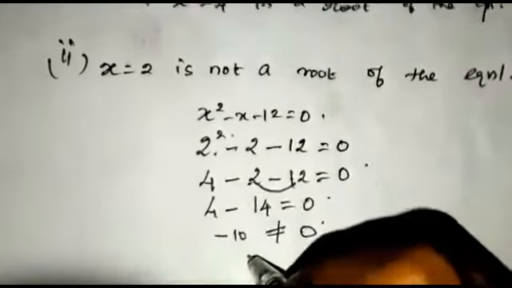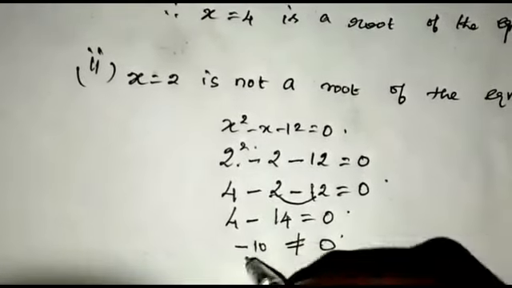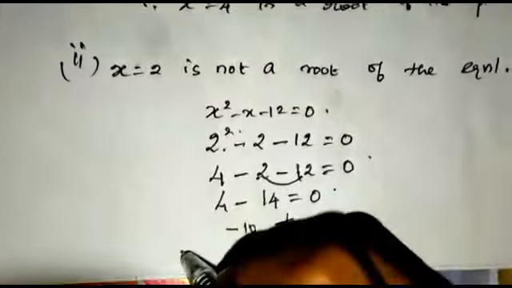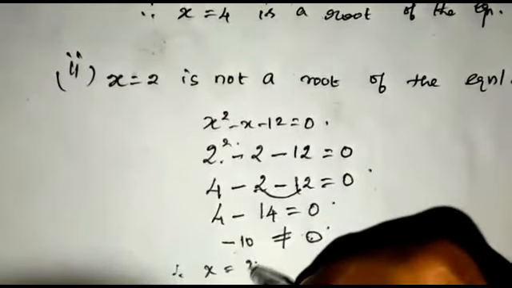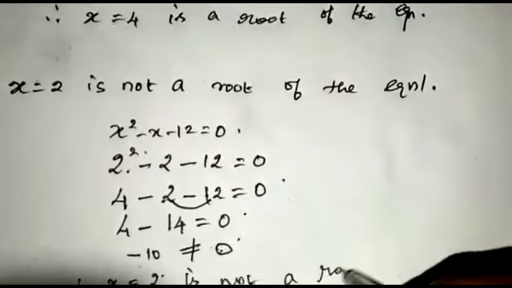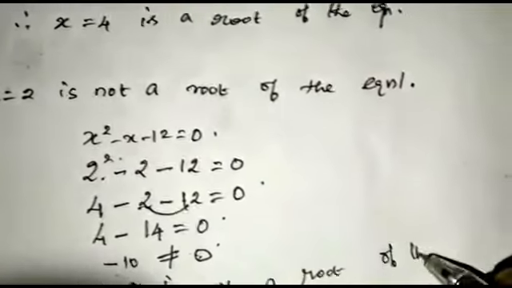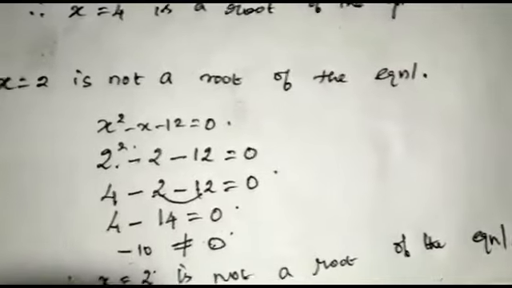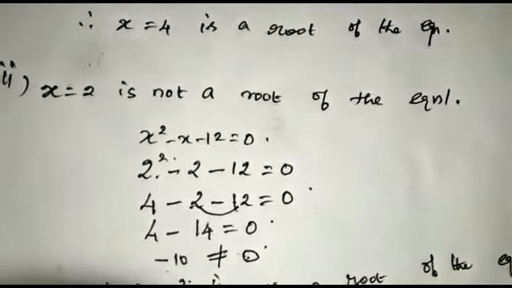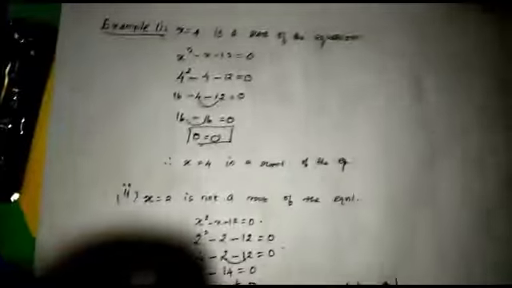So we have arrived at this step, and both sides are not equal to 0. Therefore our answer is that the given value x is equal to 2 is not a root of the equation. Is it clear? In the first example, it is explained that it is a root of the equation, but in the second one we conclude that it is not a root of the equation.